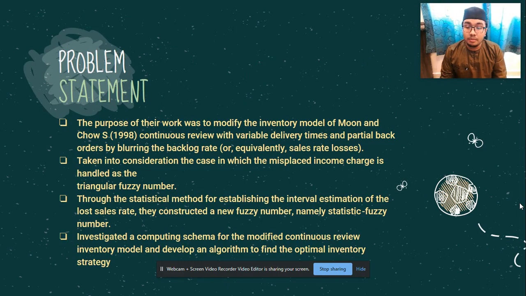Moving on from that problem statement, the purpose of their work was to modify the inventory model of Moon and Choi 1998, continuous review with variable delivery times and partial backorders, by fuzzifying the backlog rate, or equivalently the lost sales rate. They took into consideration the case in which the lost sales rate is treated as a triangular fuzzy number. Through the statistical method for establishing the interval estimation of the lost sales rate, they constructed a new fuzzy number, namely the statistic fuzzy number.